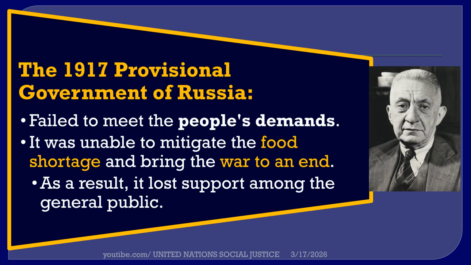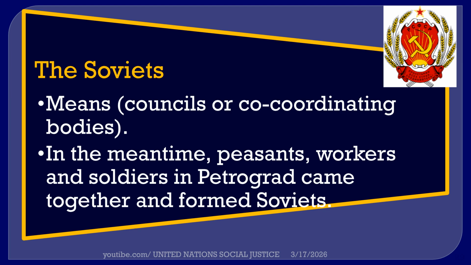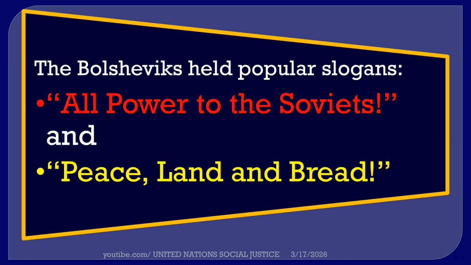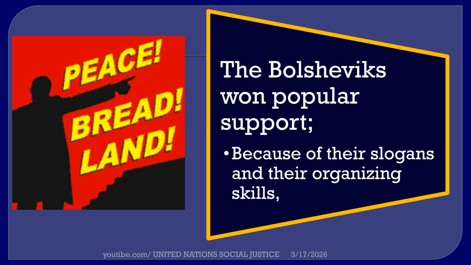The 1917 provisional government failed to address the people's demands, including food shortages and ending the war, causing it to lose public support. In the meantime, peasants, workers, and soldiers in Petrograd formed Soviets, which are councils or coordinating bodies. Lenin, who led the Bolsheviks and had recently returned from exile, pushed for the dissolution of the ineffective provisional government, further eroding its popular support. The Bolsheviks used popular slogans to gain support: all power to the Soviets, and peace, land, and bread. The Bolsheviks won popular support due to their appealing slogans and their effective organizing skills.